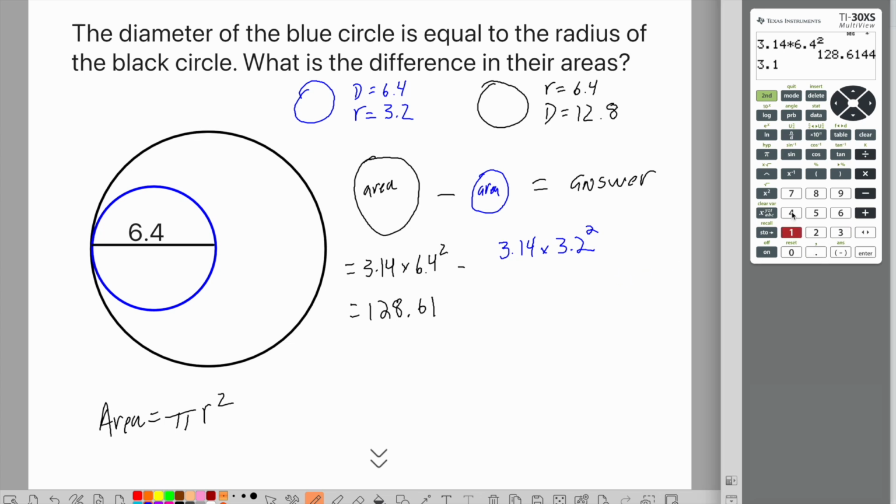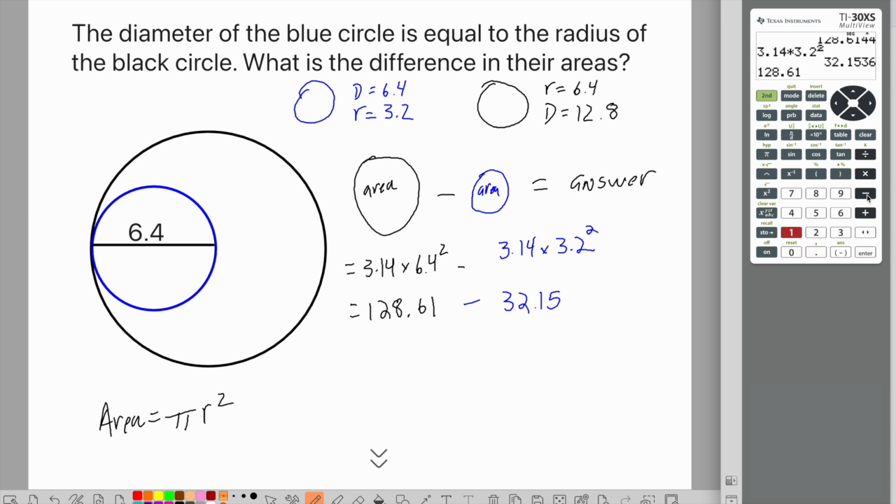So 3.14 times, sorry, I thought I made a mistake there. Did not. Okay, now we subtract these, 32.15. So let's take 128.16 minus 32.15. That's going to be our answer.